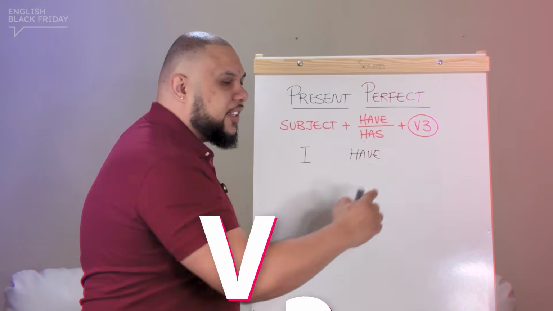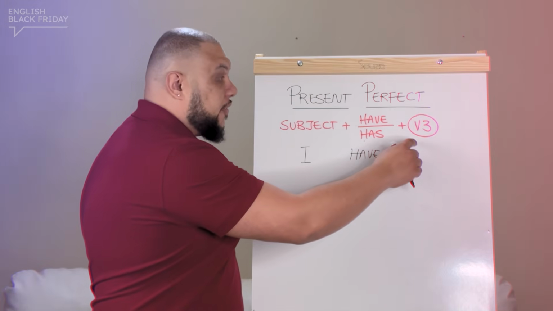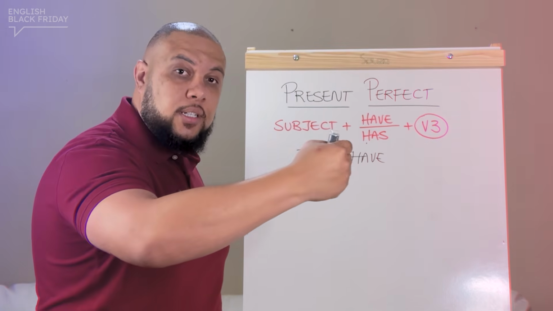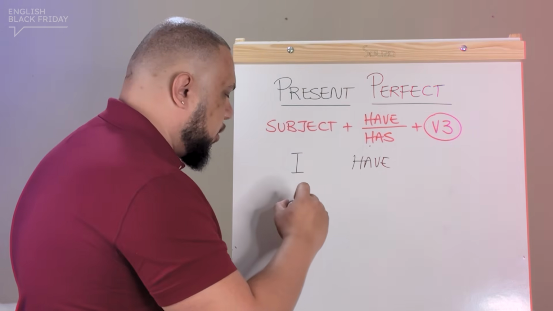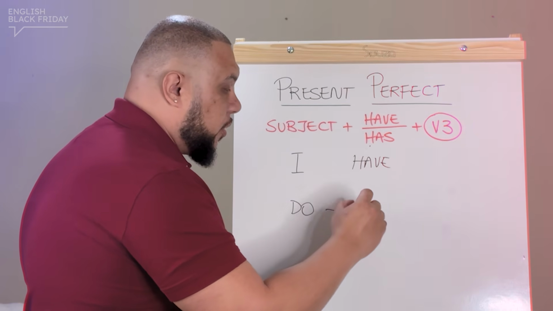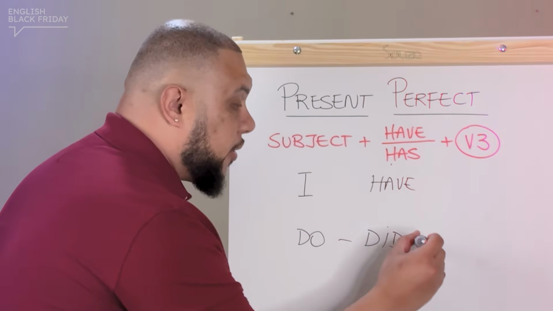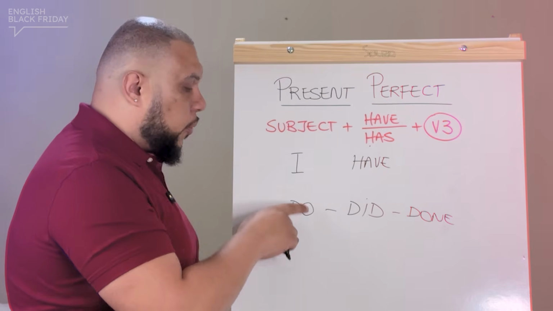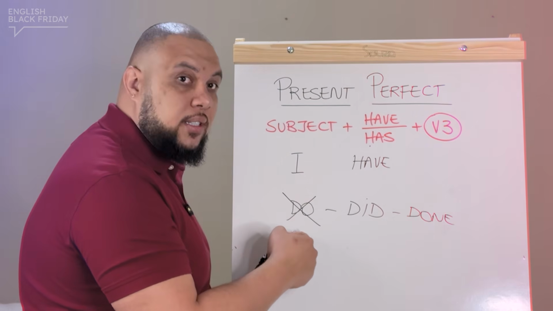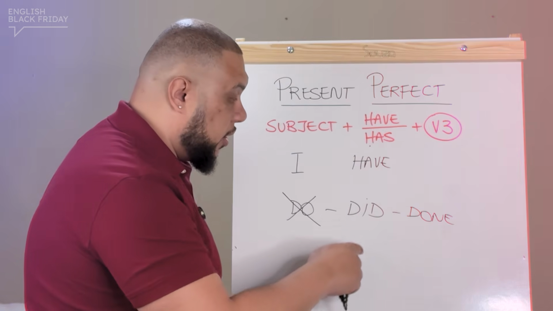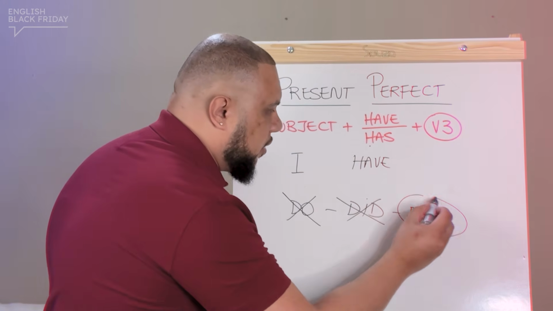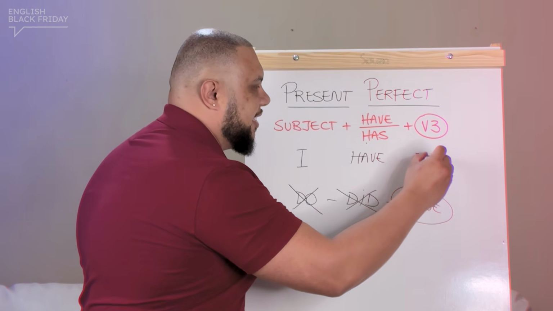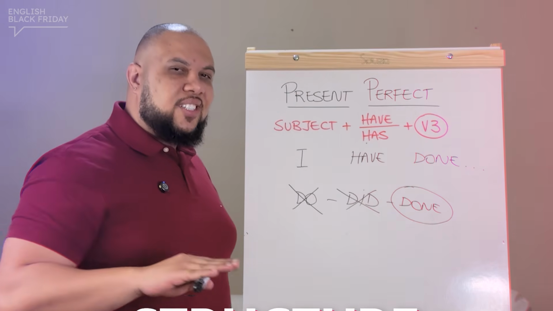And now we have the V3. What is V3? Well, V stands for the verb, and 3 means the third column of that verb. Okay, so we have the verb do. The second column, the V2, is the simple past: did. But now here we have the past participle, which is done. For present perfect, we're not going to use the V1 or the V2. We're going to use the V3. So our sentence should be, I have done. So this is just the structure, okay?